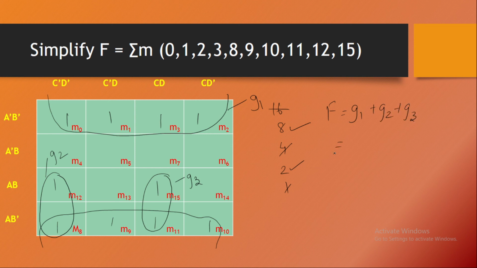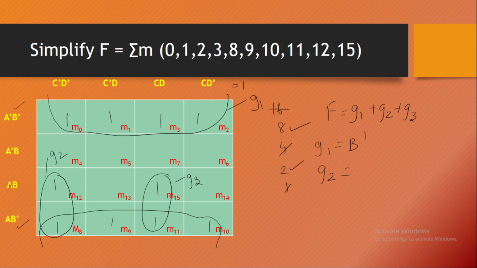So G1 is given by 8 cells. I have to consider A dash B dash and A dash B along with all the 4 columns. All 4 columns, if I add, will give me 1. So it is just A dash B dash plus A dash B, which is nothing else but A dash. Okay. Considering G2, G2 is obtained from M12 and M8.